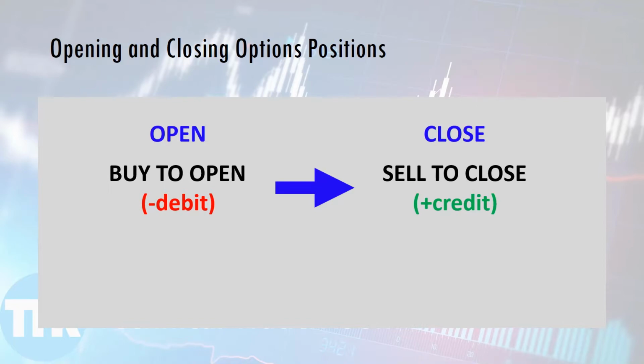Now, if you want to sell a call or put, then you'll want to sell to open a position. And if that order is filled, you will get paid a contract premium from the buyer. So I've labeled this with a credit.